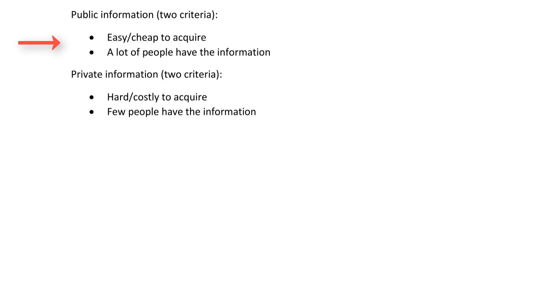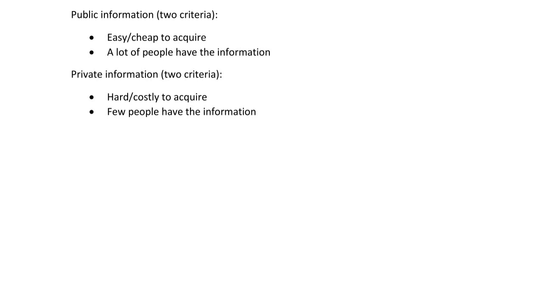And I want you to think of this as having two distinct criteria. The first is that it's easy or cheap to acquire, and that a lot of people have the information. Private information also has two criteria, and it's the flip of that. It is hard or costly to acquire, and very few people have that information. You might be the only person that has that information, but these two criteria of how difficult it is to acquire the information and how many people have it is what separates private information from public information.